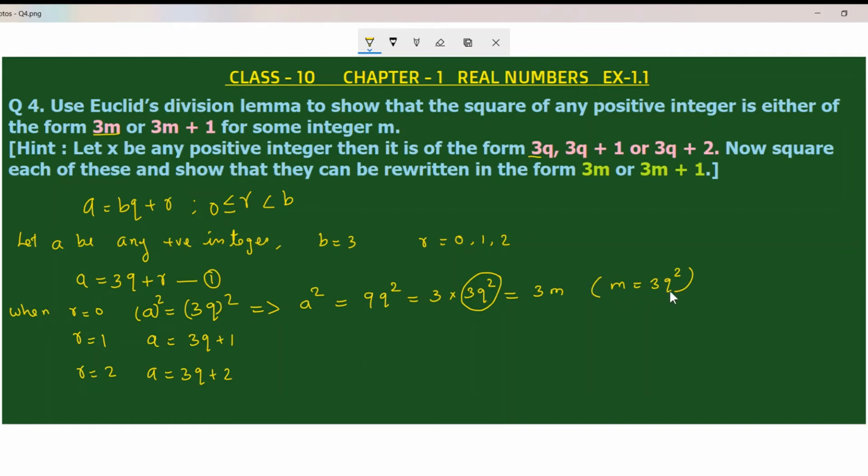Here you can see q is already an integer. If you take the square of any integer, you will get an integer. If you multiply 3 with that integer, you will get an integer. So obviously m will also be an integer. So I have assumed this 3q square is m, and I have written a square is equivalent to 3m. So the first part is over.